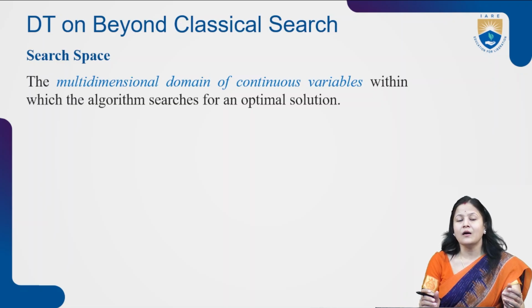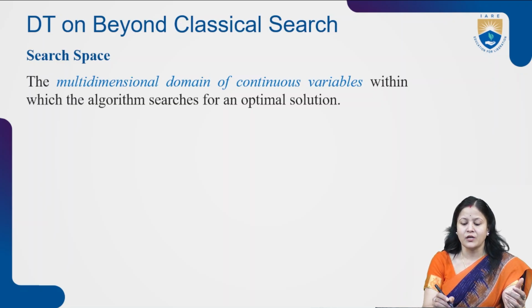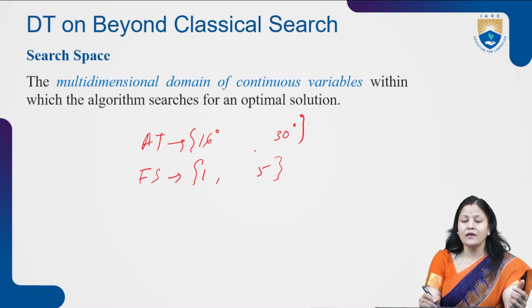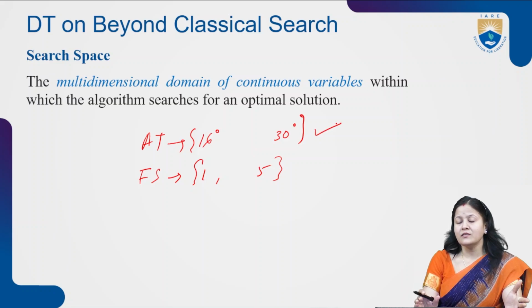Now, if you take the example of the same AC temperature, it may range between 16 degrees to 30 degrees, and the fan speed we can take, suppose, between 1 to 5. Okay, so how can we assign these two values together in multidimensional space? If I take only one example, then we can assign in a single dimension. We are taking two things. One is the AC temperature, another one is the fan speed.